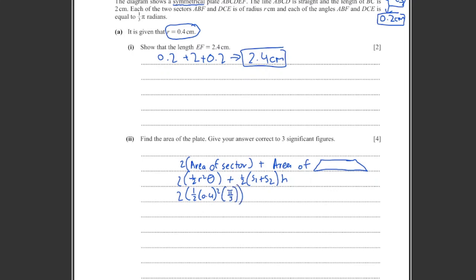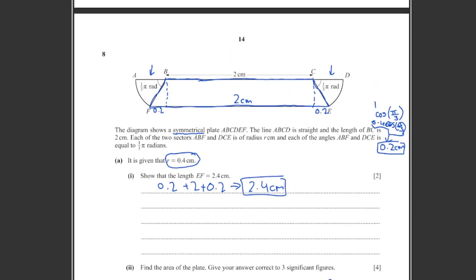The theta is pi/3. And then over here, we got this as 1 by 2. Side 1, the top of the trapezium, is 2 centimeters. The bottom of the trapezium is 2.4 centimeters. So it's 2 plus 2.4. And what is going to be the height? Well, we can find the height. This right here is the height of the trapezium.